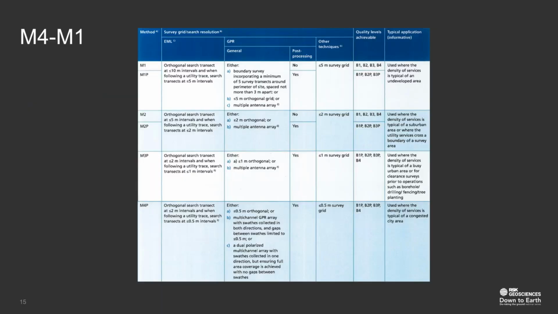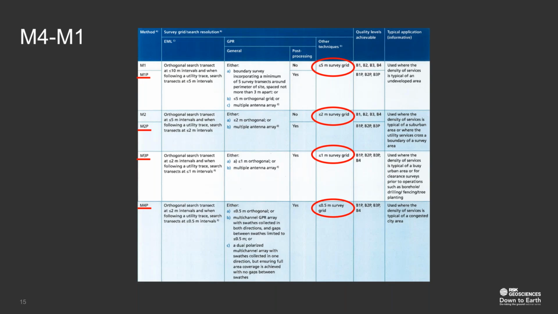So the scale moves from M1 through to M2, M3, and then into 3 types of M4, these being A, B, and C. Each of these methods can have post-processing as well, as highlighted here. Essentially, the higher the method number, the smaller the spacing between lines within a GPR grid. So as the table shows, M1 has a spacing of up to 5 meters, M2 up to 2 meters, M3 up to 1 meter, and then M4A up to half a meter spacing.